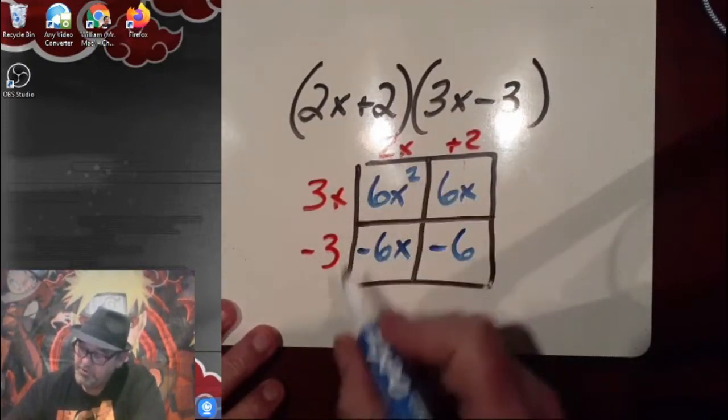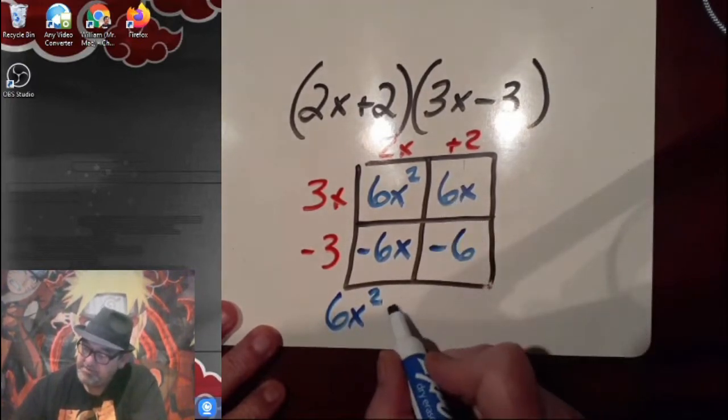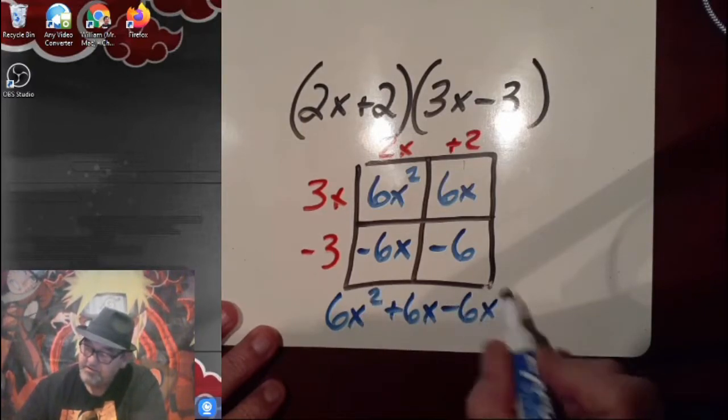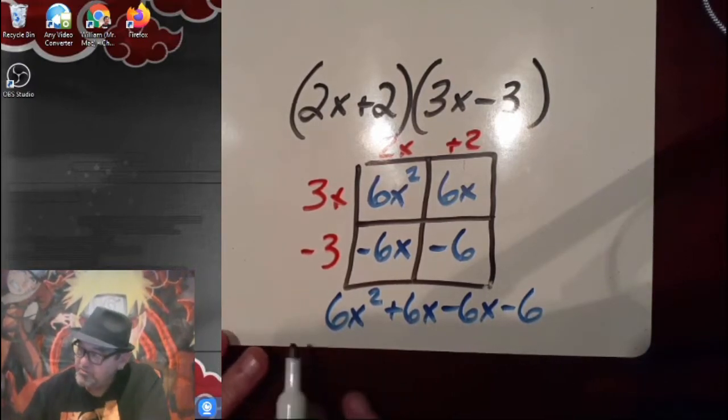So put these in order. My biggest term here, 6x squared. I have plus 6x here, I have minus 6x here, and then I have just minus regular 6, regular numbers.